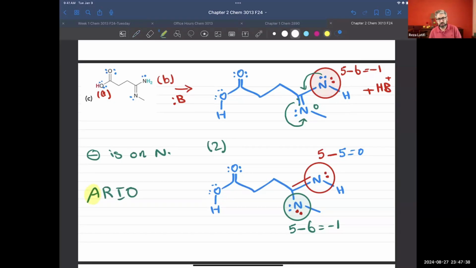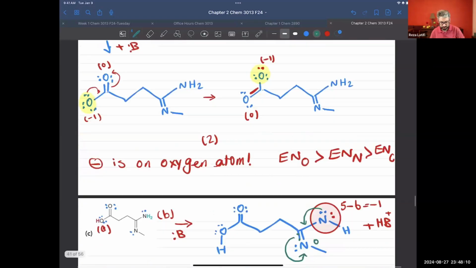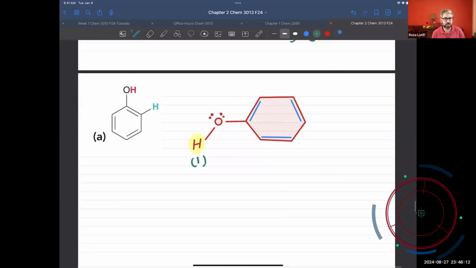So the top one will be more acidic, the red hydrogen will be more acidic. So I'm going to say A, which is the red hydrogen. Red hydrogen is more acidic. Cool. I'm going to stop here, and I will see you very soon with another example. It's a bit complicated. Thank you very much.